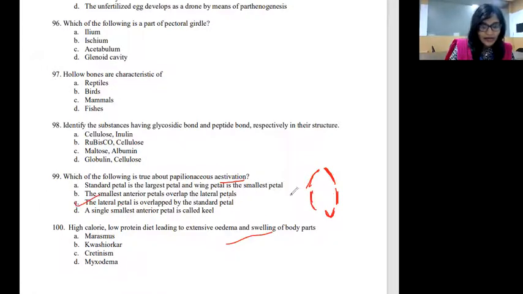Yes. So the lateral petal, right? This actually gets overlapped with this one like this. So they will be like this actually.